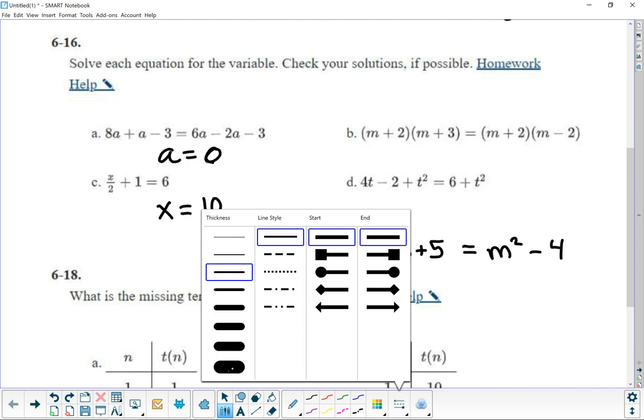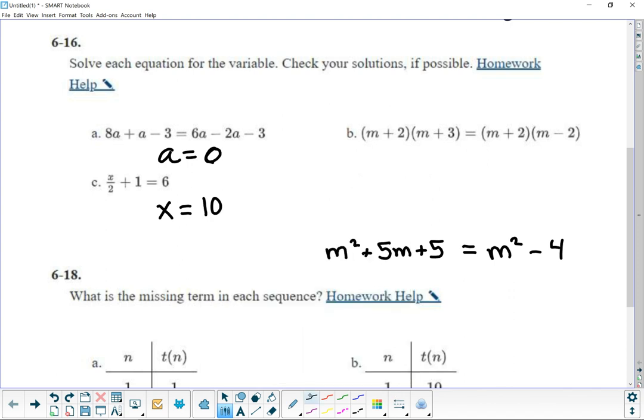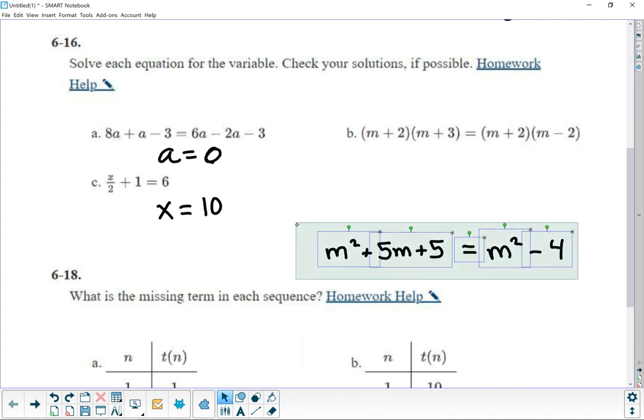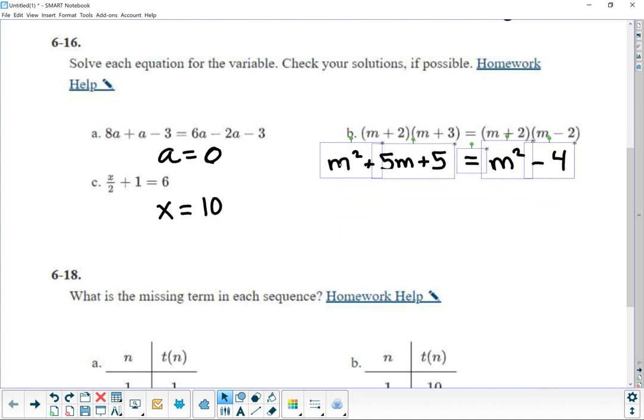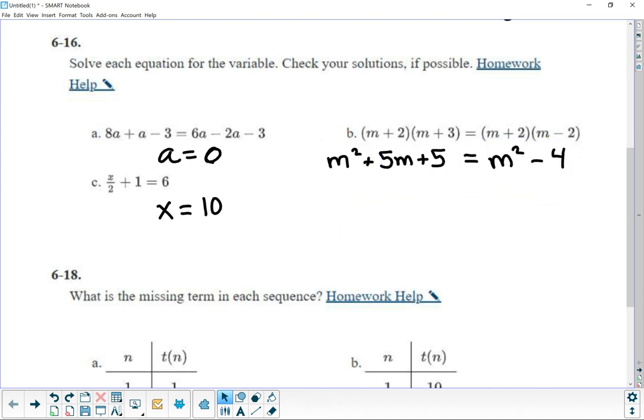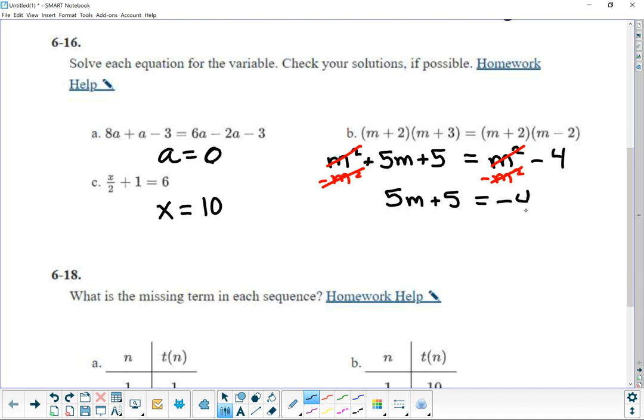Okay, so we're not done yet. What we have is these two instead of that. Now we're going to put together like terms. I can combine my m squared, so I go minus m squared and minus m squared, and that's going to cross these out, but that also crosses these out. So I actually don't have any more m squares. Next I have 5m plus 5, and left over is negative 4.